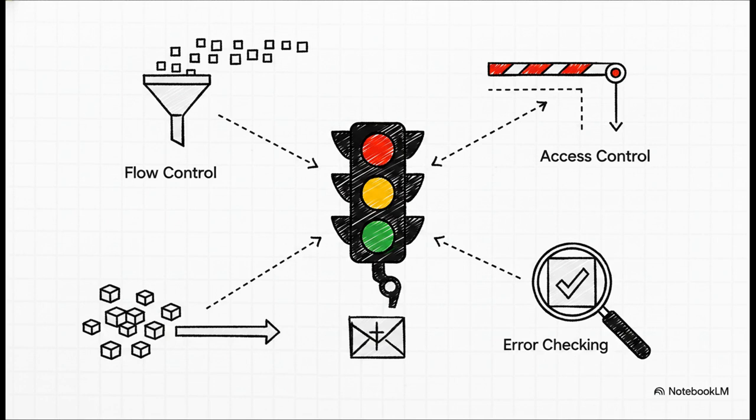These rules dictate flow control, they manage access controls so signals don't constantly crash into each other, they make sure every node is properly addressed, and they constantly run error checks to make sure your data packets are reassembled perfectly at the end of the line.